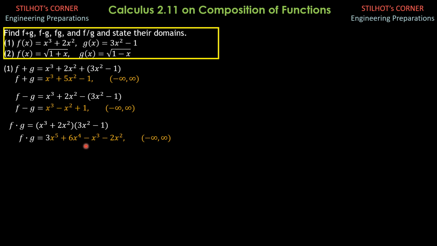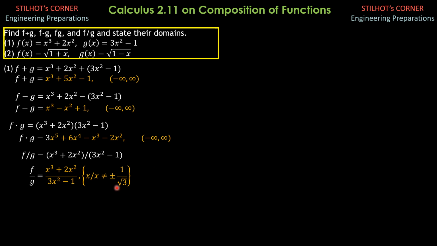Then f divided by g, we have x cubed plus 2x squared divided by 3x squared minus 1, and the domain is the set of real numbers except where the denominator is 0, and those are x such that x is not equal to plus minus 1 over square root of 3. So we set the denominator to 0, and it will become undefined when the denominator is 0, and that happens when the value of x is plus minus 1 over square root of 3.